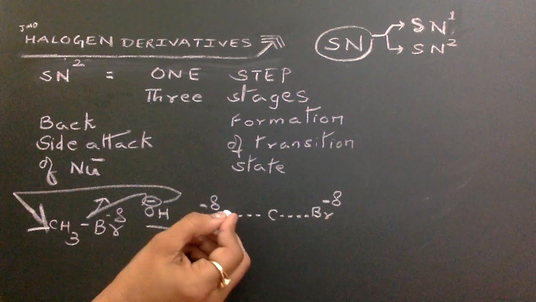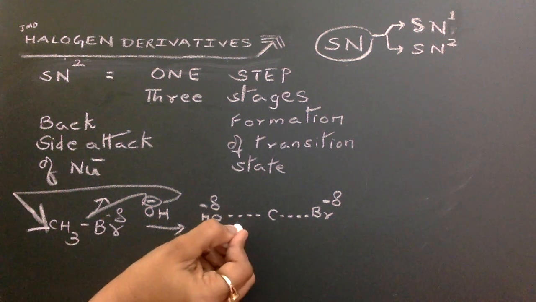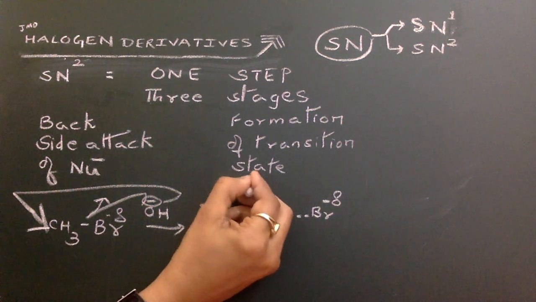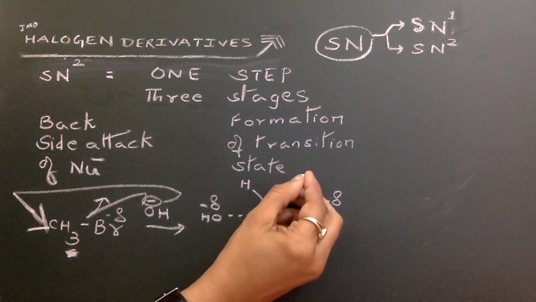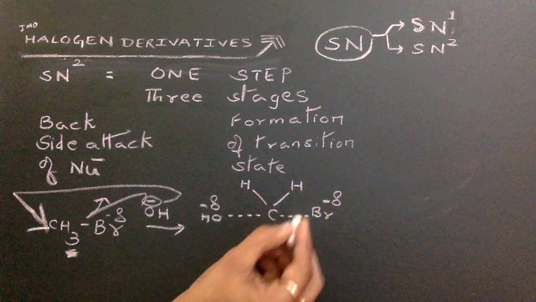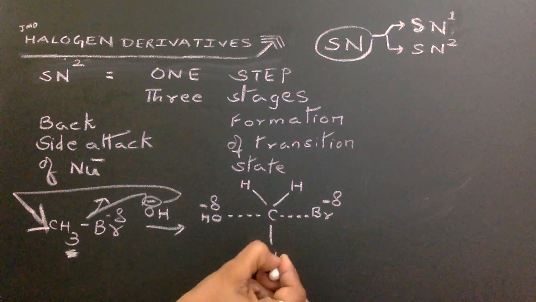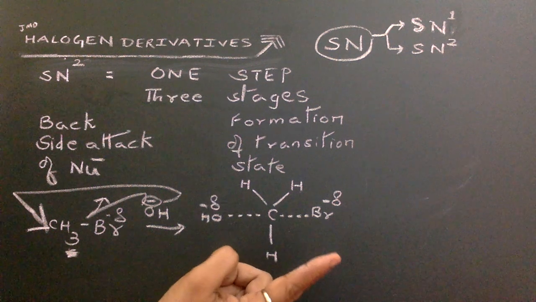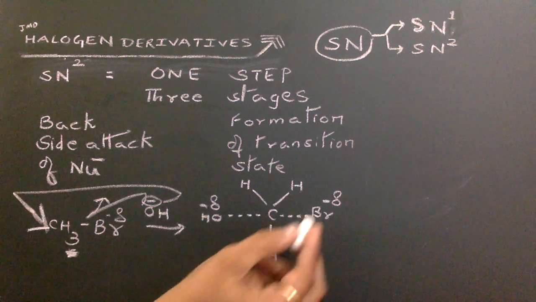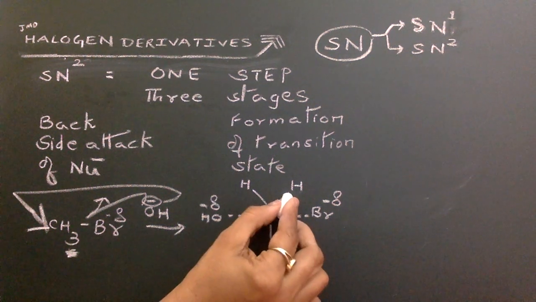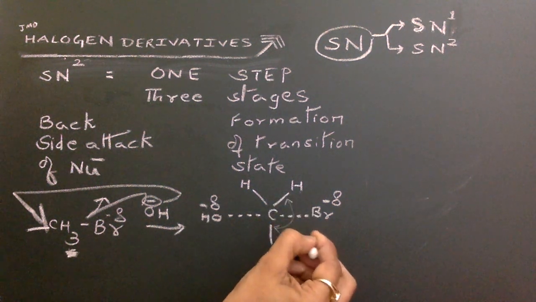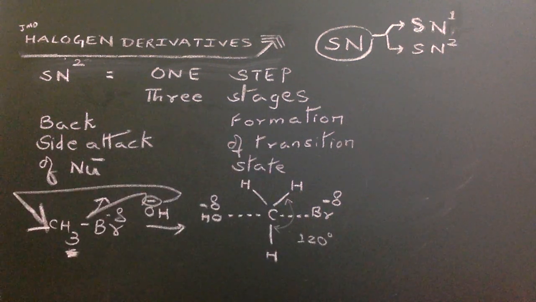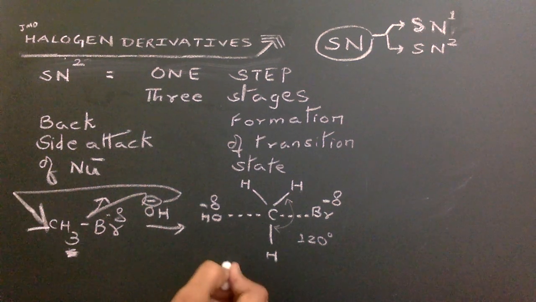in one axis, that is the linear axis, in one straight line, while the 3 hydrogen atoms lie in a plane perpendicular to the OH-CBr axis. And the HCH bond angle over here is 120 degree. The HCH bond angle is 120 degree. This is the transition state.